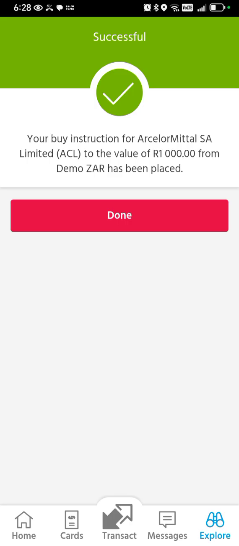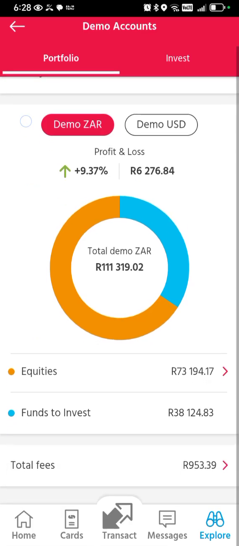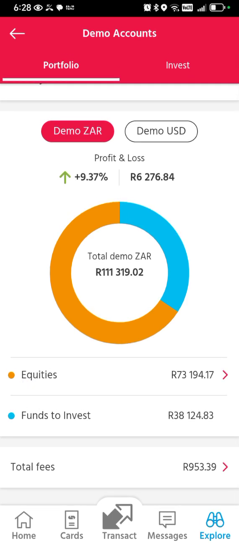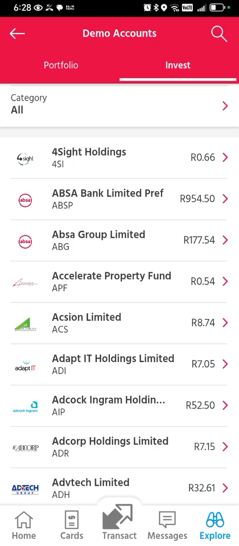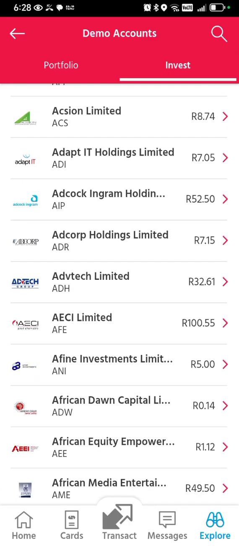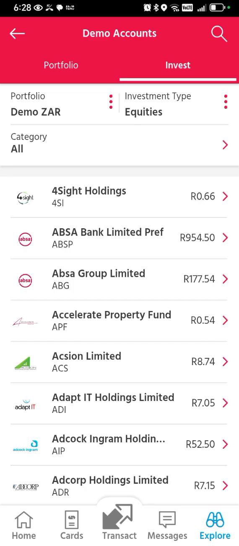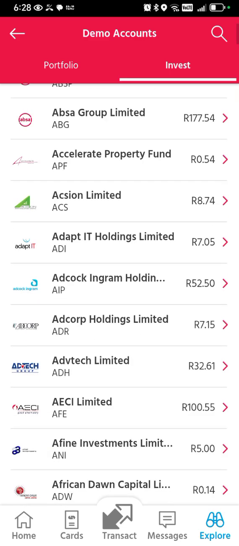You see, with Capitec, it makes things easy. You just buy shares like that. Then we continue and invest. Maybe we check some companies here. Adapt IT Holdings, 7 rand per share. You can check here. You don't see any change, 0%. Then maybe you can't invest in that. And then you can check other companies.